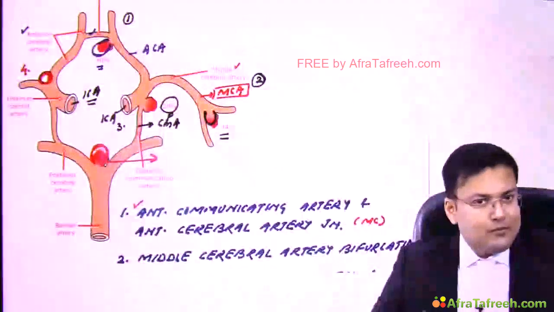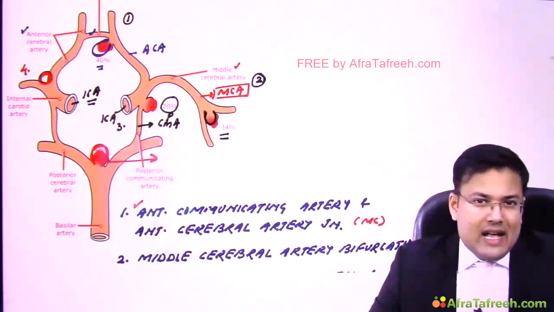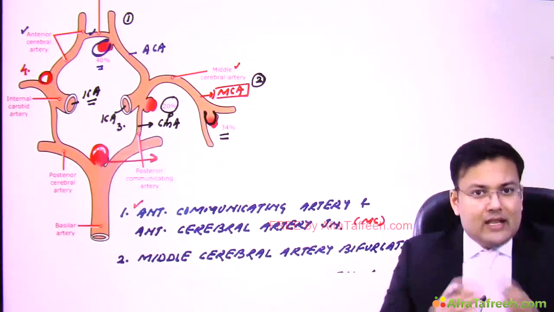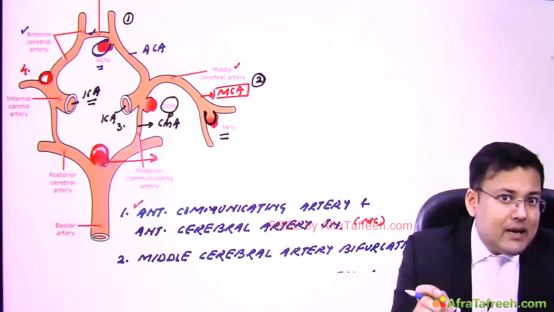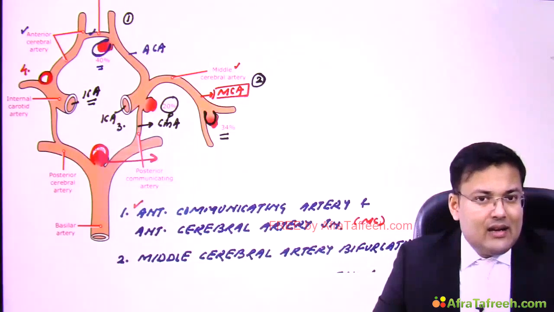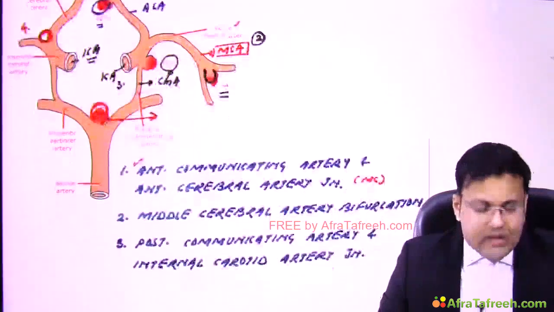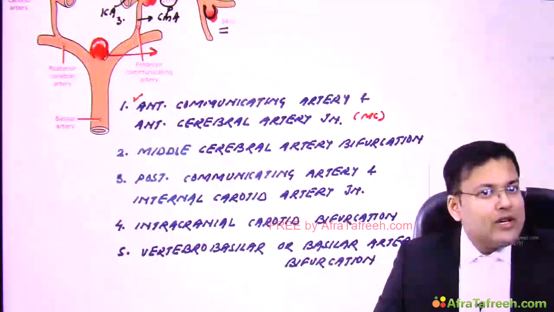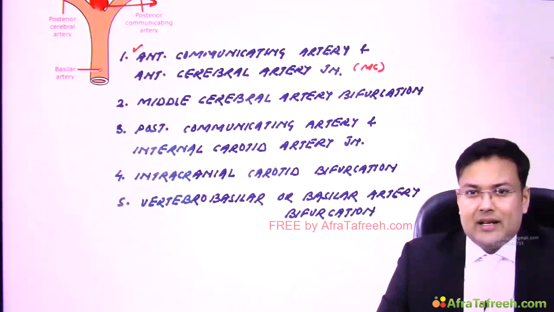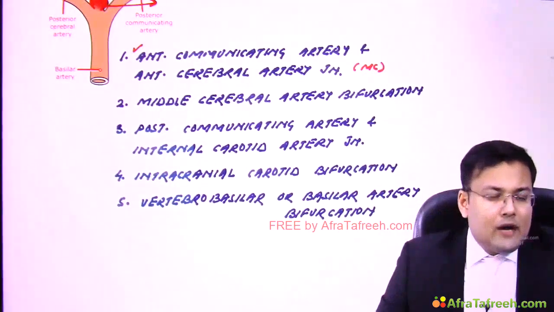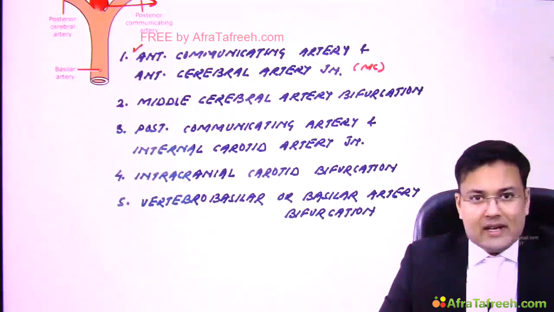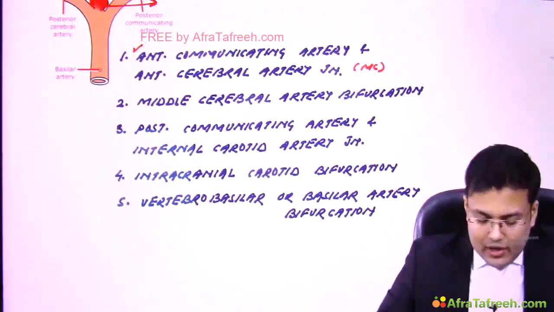So we are going to quickly revise. Most common is the junction of anterior communicating artery with anterior cerebral artery. Second most common site is the bifurcation of middle cerebral artery. Third is the junction of internal carotid artery and posterior communicating artery. Fourth, intracranial carotid bifurcation, and the fifth is vertebrobasilar or basilar artery bifurcation. The list of risk factors for Berry aneurysm is very long, but two most important risk factors are smoking and aneurysm. So what are the risk factors?